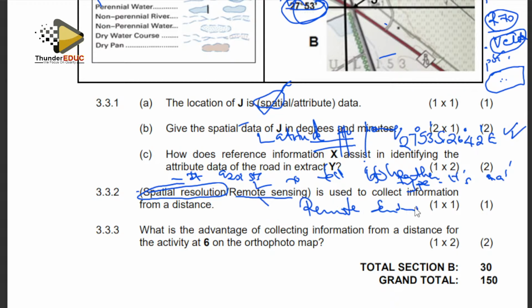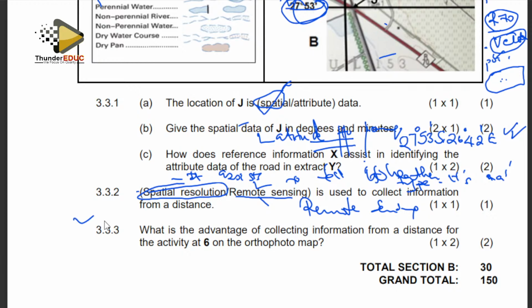When you talk about spatial resolution, we are referring to how you can identify the primary colors, the secondary colors on the road, on the map. Remember, we can look at it to say red is primary, white is secondary, like that. So that is the use of spatial resolution.